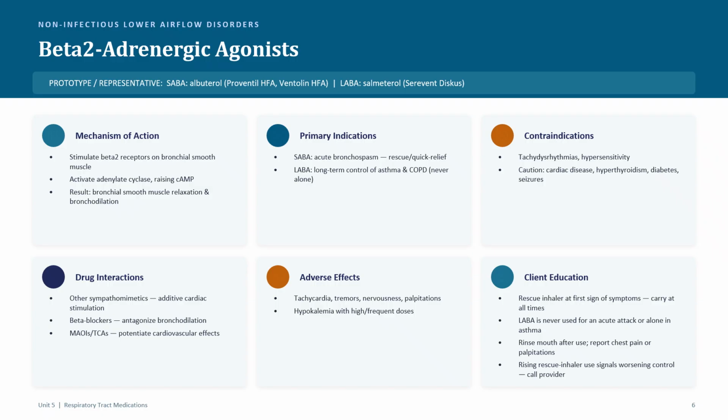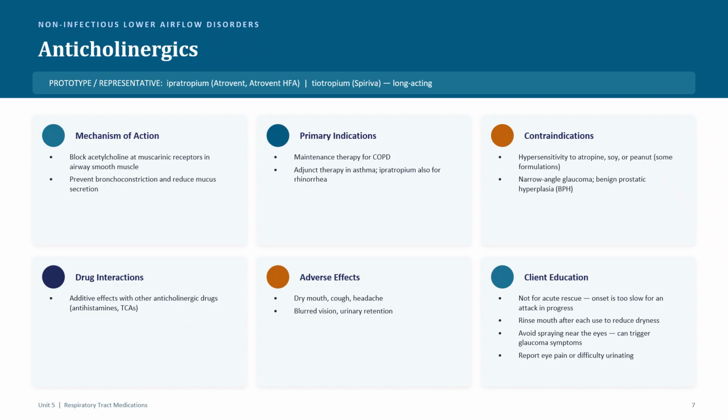So one piece of patient education that's important to make sure you include is the early warning system. So if a patient tells you that they are using their rescue inhaler more than usual, that's not just an inconvenience. We don't want to brush over that. That's signaling that the disease is getting worse and their control regimen needs to be reassessed. So rising use of their rescue inhaler is a red flag.